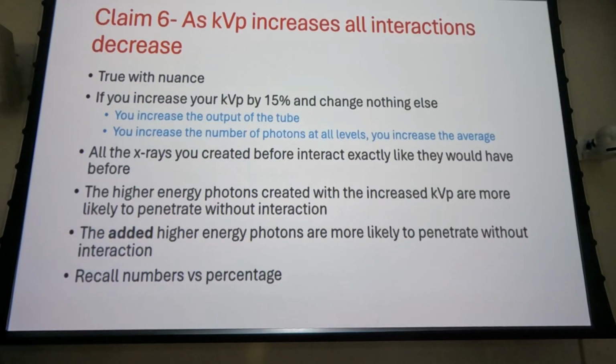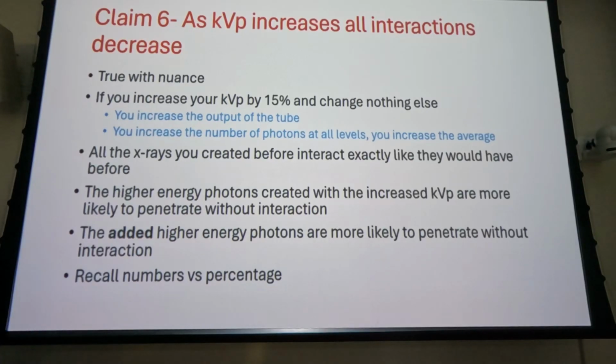All right, so claim 6: as kVp increases, all interactions decrease. And that is, again, true within context. So when you increase your kVp and change nothing else, you increase output from the X-ray tube. You increase the number of photons at all levels, but you increase the average and you increase that peak energy. Well, what's likely to happen with that peak energy? Absorption or transmission? Transmission, right.